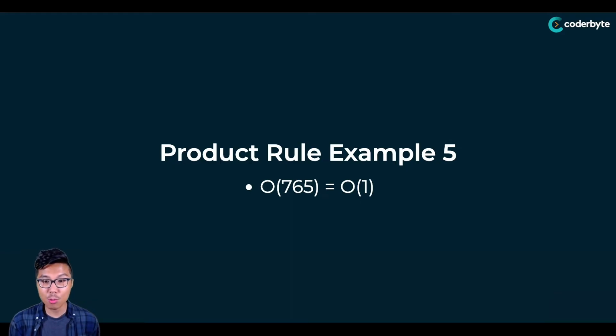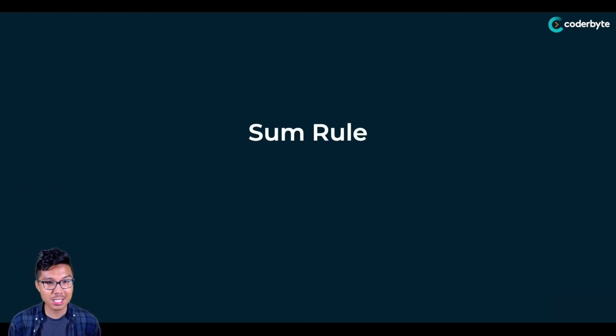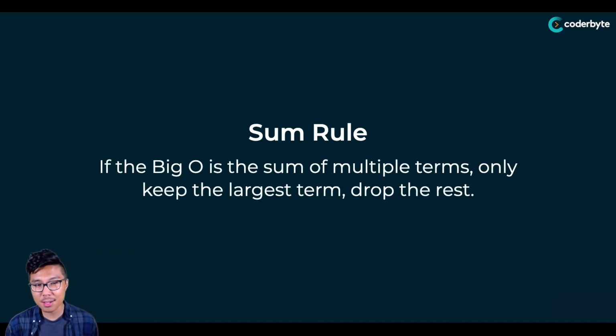And luckily, there's only one more rule we're going to need to learn how to simplify any big O notation, and that is the sum rule. The sum rule is a little different, right? And so for the sum rule, if our big O is the sum or addition of multiple terms, we can only keep the largest term, and we're allowed to drop all of these smaller terms. Let's go ahead and step through some examples of this.